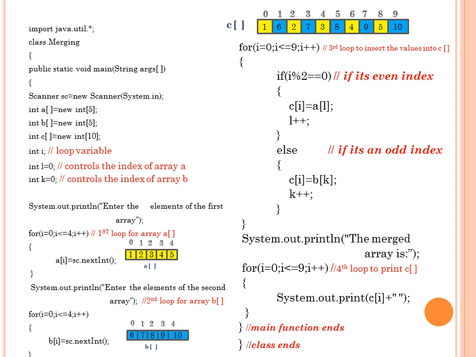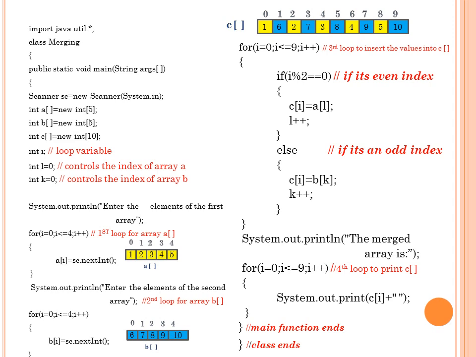There is a variable I which will control the loop, and there is another variable int L equals to 0. It controls the index of A, and int K equals to 0. It controls the index of B. So these two variables will control the index of A and B based on the concept of even and odd.